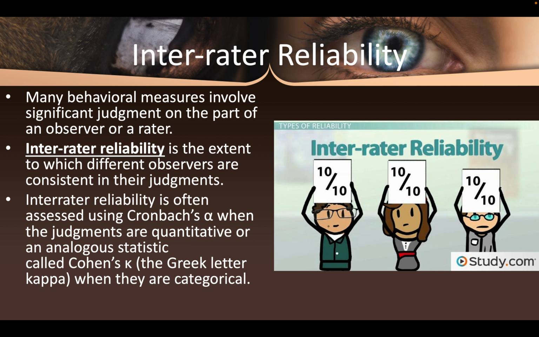Many behavioral measures involve significant judgment on the part of an observer or a rater. The inter-rater reliability is the extent to which different observers are consistent in their judgments. Inter-rater reliability is often assessed using Cronbach's alpha when the judgments are quantitative, or an analogous statistic called Cohen's kappa, the Greek letter K, when they are categorical. And actually, I've never seen Cohen's kappa before. Most of the research you look at will have Cronbach's alpha.